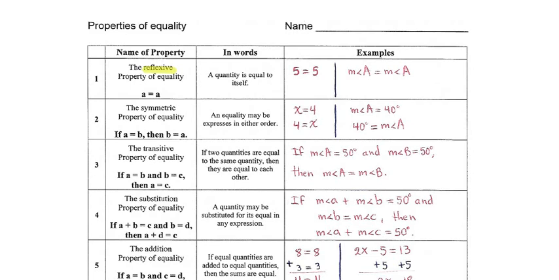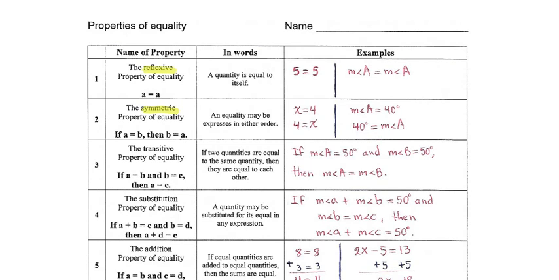In number 2, we have the symmetric property of equality, and it says that an equality may be written or may be expressed in either order. So you could write x is equal to 4 or 4 is equal to x. And the other example, measure of angle A is equal to 40, which could also be written as 40 is equal to the measure of angle A.